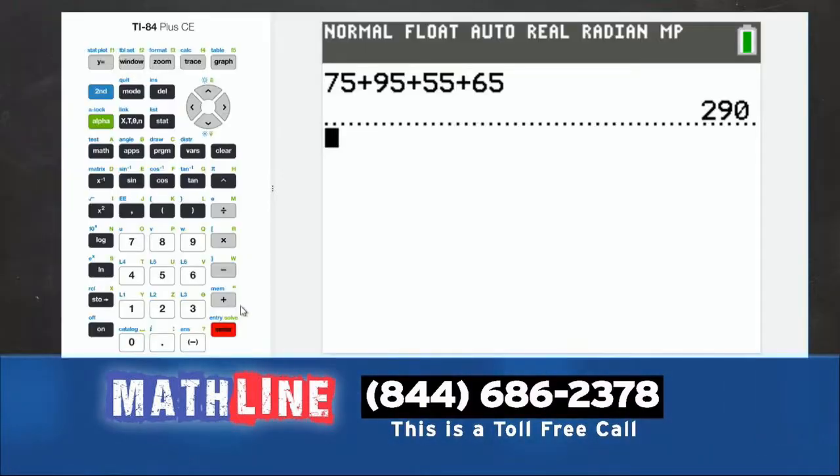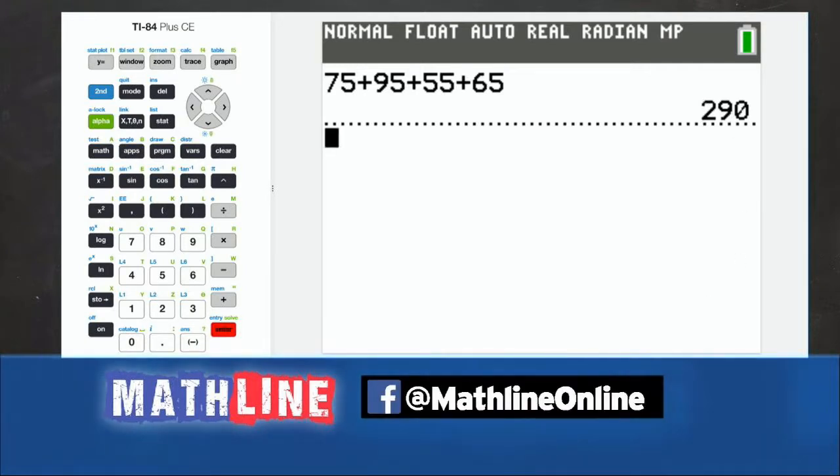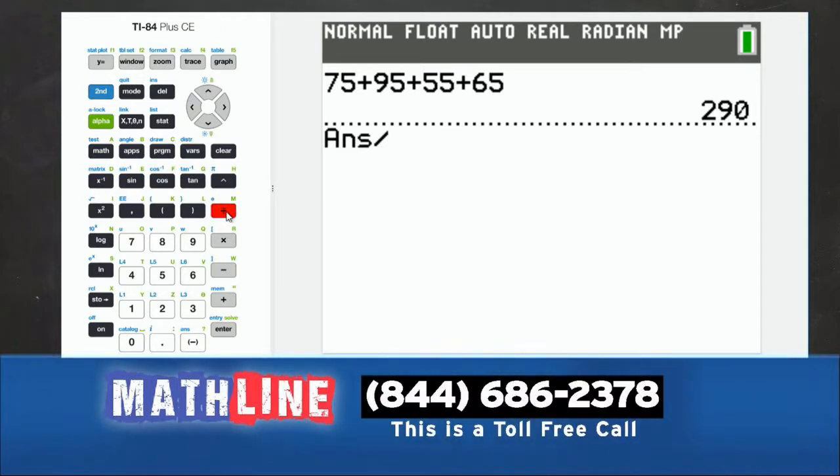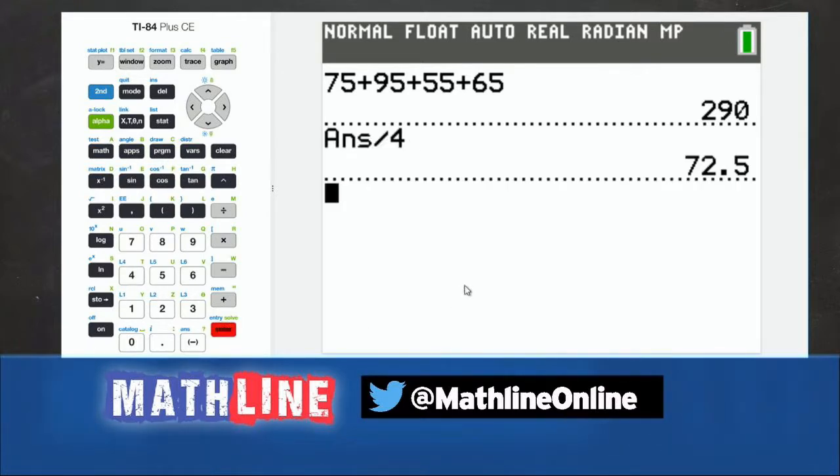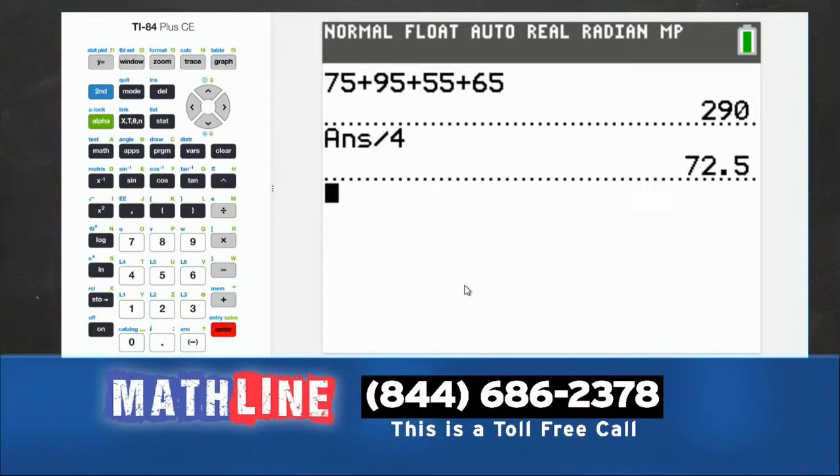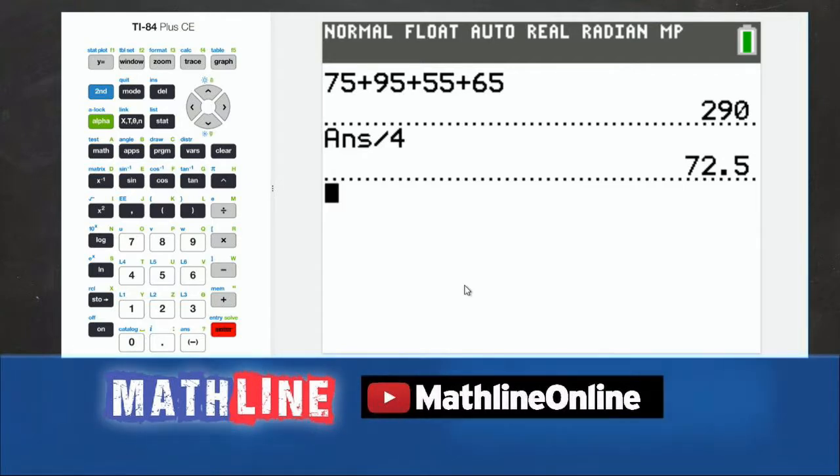So go back in our calculator. That's a nice thing, because when you get here, my friends, you've got 290. You don't have to retype that. Just go ahead and hit the divided by. See, it says ANS. That means the answer you had. And you divide by 4. And my goodness, we have an average of 72.5. Now, not bad for tests, but yet probably would like to be better.